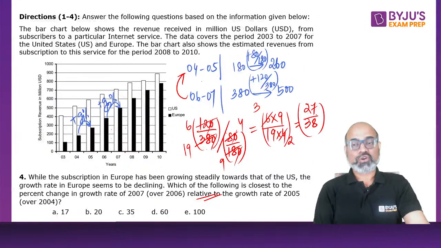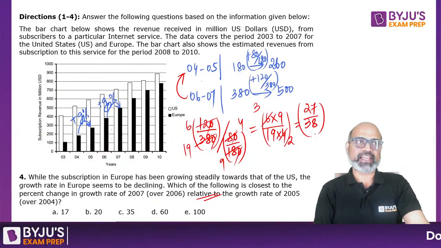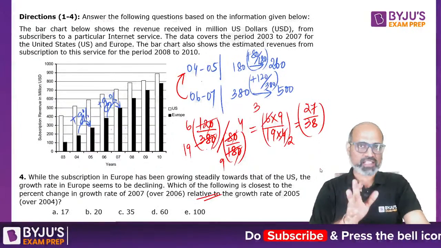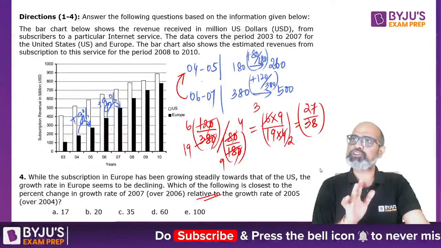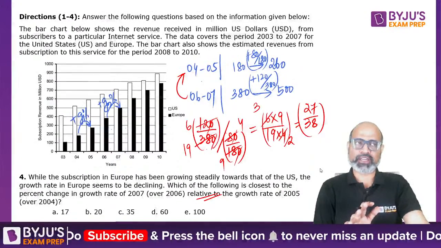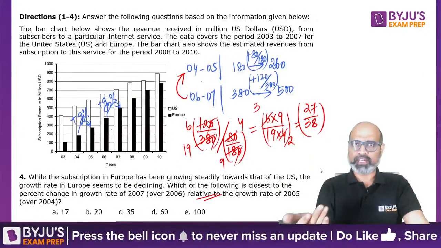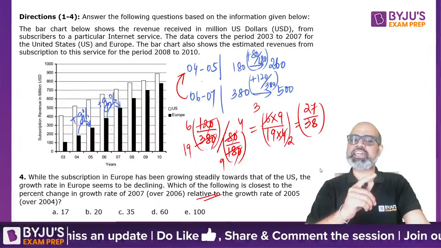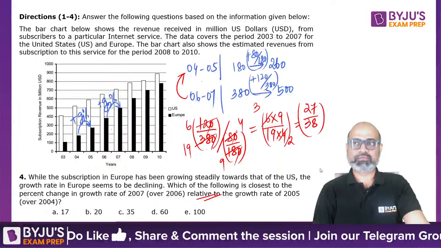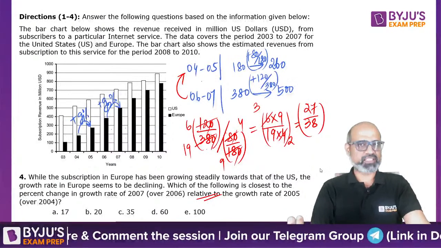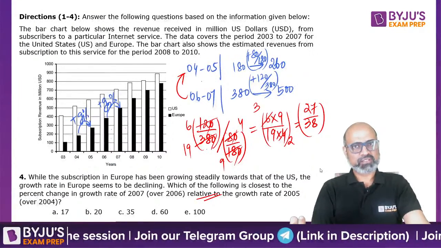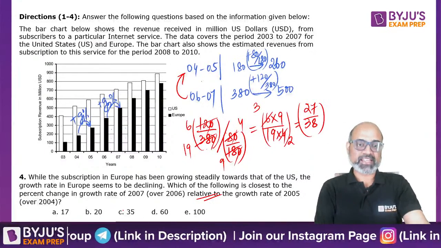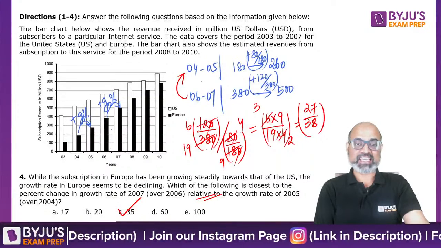What is the closest that we can get? Can I say this is 27 over 36 for now, because they both are in the table of 9? 27 over 36 is going to be 2 by 3. If this is 2 by 3, what is the percentage change in the growth rates? 1 by 3, 33%, right? So the closest option that you will get is going to be option C, not D.